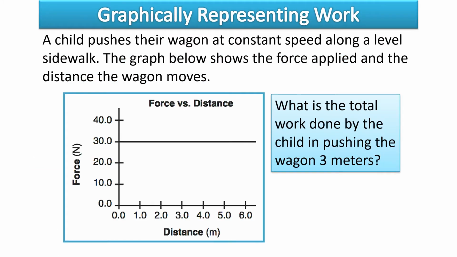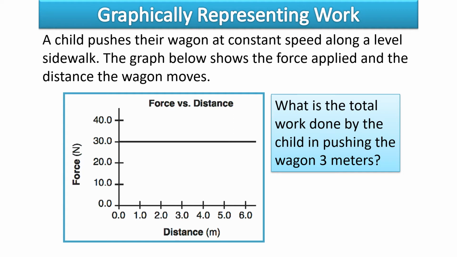All right, so that was a little bit too easy. Let's throw a graph in the mix. It says a child pushes their wagon at a constant speed along a level sidewalk. The graph below shows the force applied and the distance the wagon moves. So it looks like they're applying this 30 Newton force. It's always 30 Newtons. And the question is, what is the total work done by the child in pushing the wagon only 3 meters? So how much work is done after they go 3 meters?